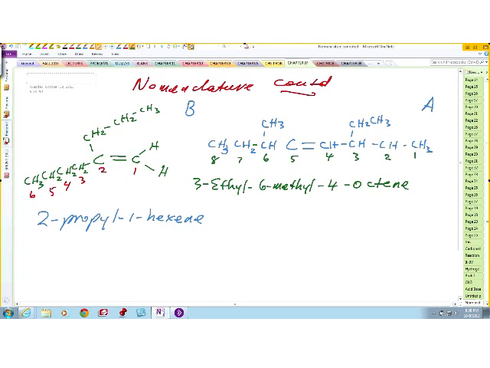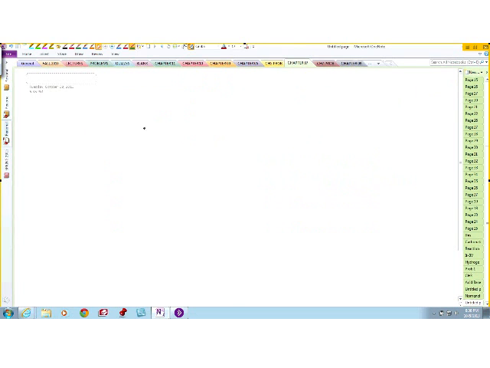Now suppose you have the double bond on a ring. Wait, so what takes priority, the double bond? The double bond is always the focus. You do the double bond first, assign the numbers based on the double bond, then from there all the other substituents come in.